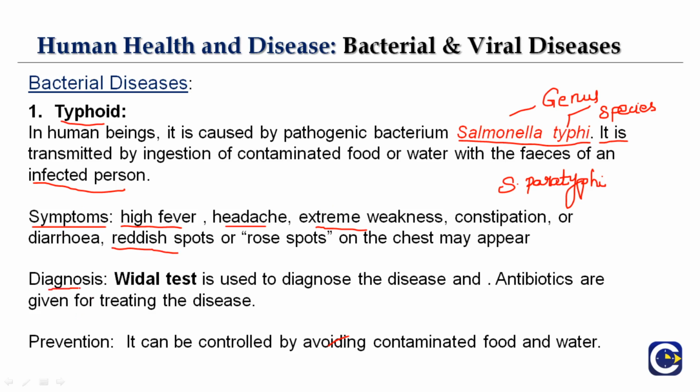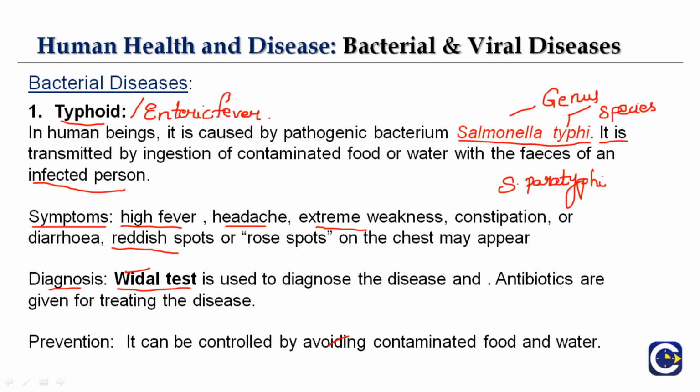Next, we are coming to the diagnosis part. So how will you identify whether the person has typhoid or not? The exclusive test for typhoid is the Vidal test. You can ask me what's the full form of this. This is a widely used analytical test that is carried out exclusively for typhoid. The other name for typhoid is enteric fever. It is called enteric fever.